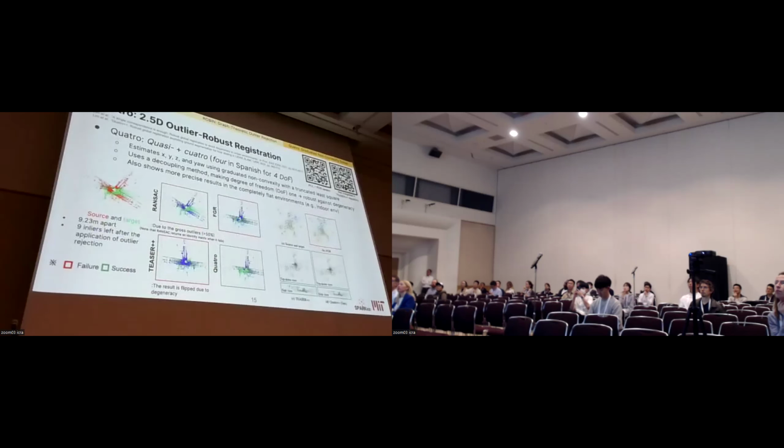After rejecting outliers, we pass this into Quatro, which is a 4 degree-of-freedom outlier-robust point cloud registration approach that estimates X, Y, Z, and yaw using graduated non-convexity to solve a truncated least squares cost function. And it also has some robustness against outliers.